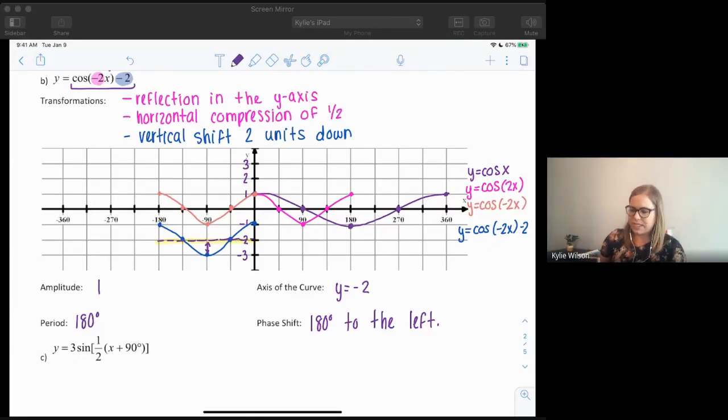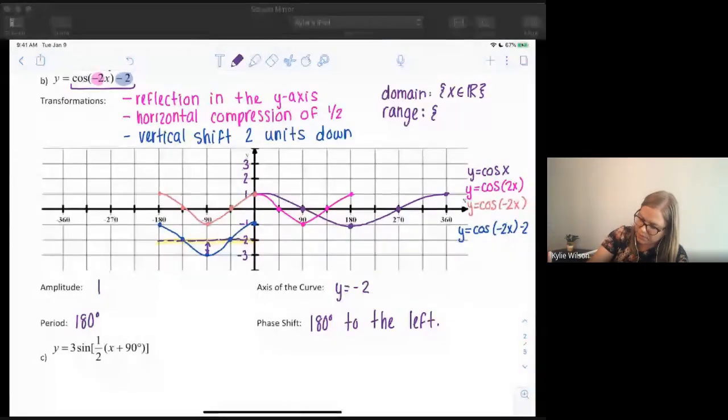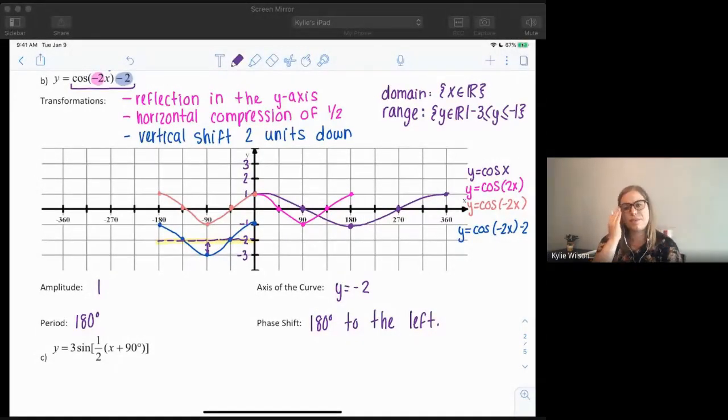Okay, and we can write the domain and range for this. That's not a bad idea. So my domain, there's nothing stopping my x's anywhere. So all of the x's work for my domain. And for my range, all of my y values are squished between -1 and -3. So y is an element of real numbers such that -3 is less than or equal to y, which is less than or equal to -1. Okay, we have one more example and then there is lots of time for homework.